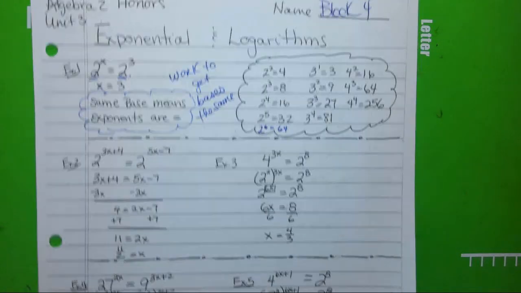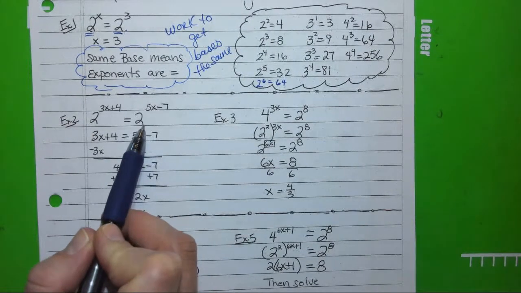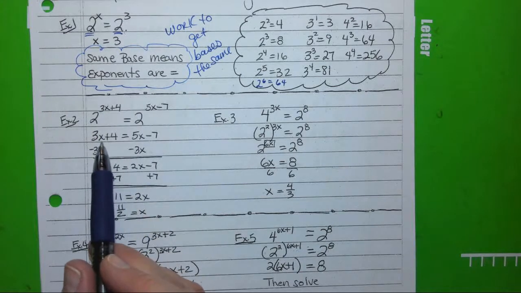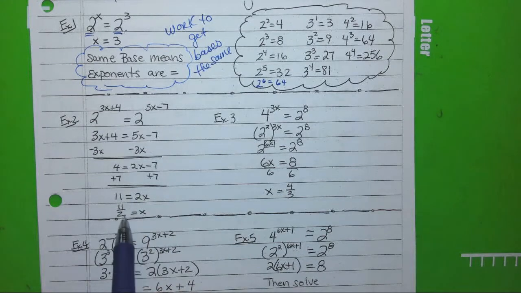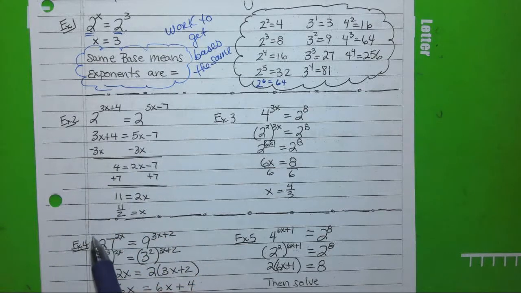So let's look at example 2. Do you have the same base? Yes. So if I have the same base, then the exponents have to be equal. And so I set my exponents equal, I solve, and I get 11 halves. That's it. Questions on example 2?